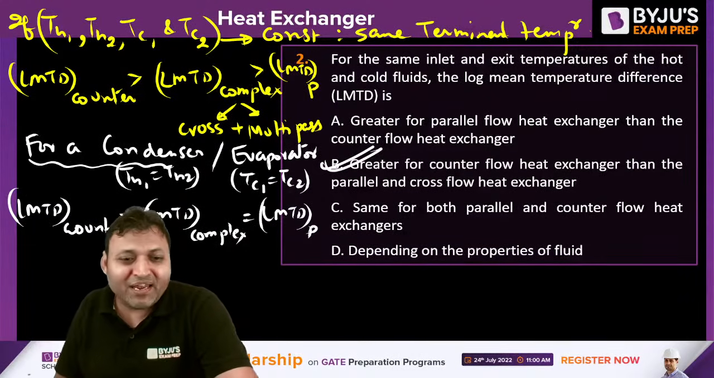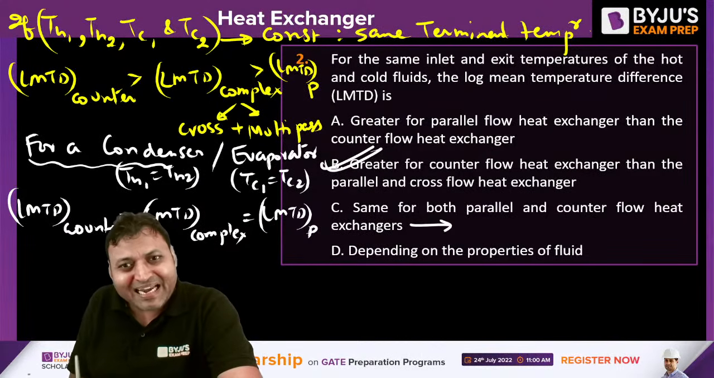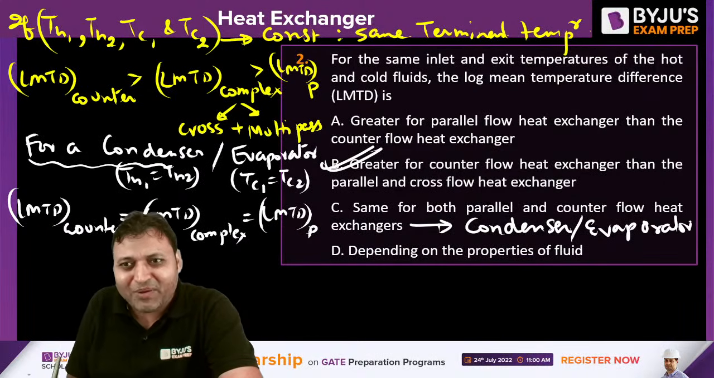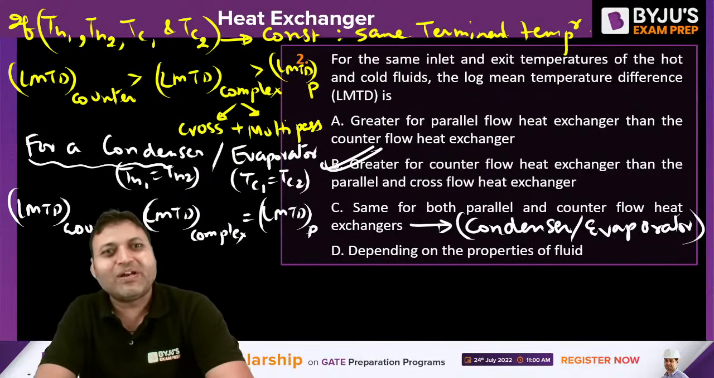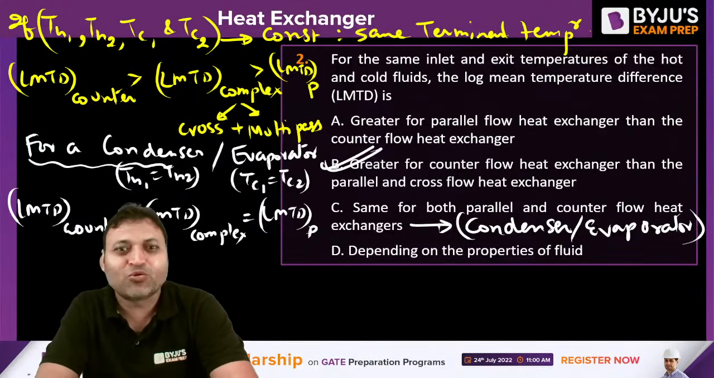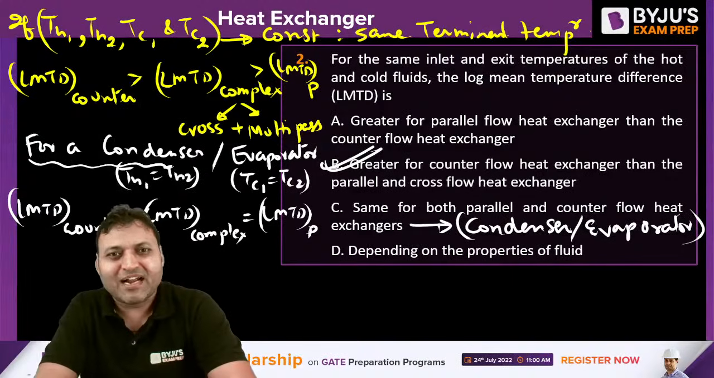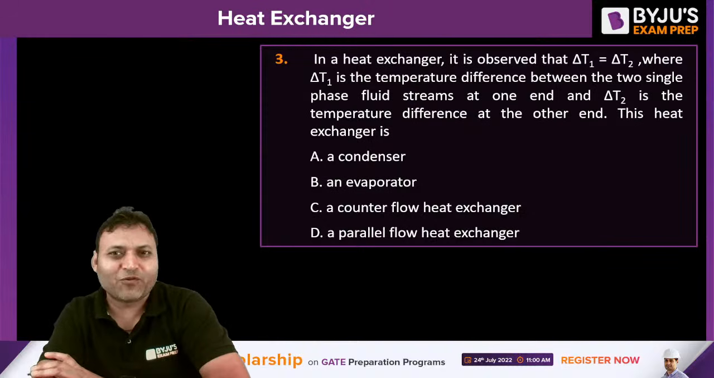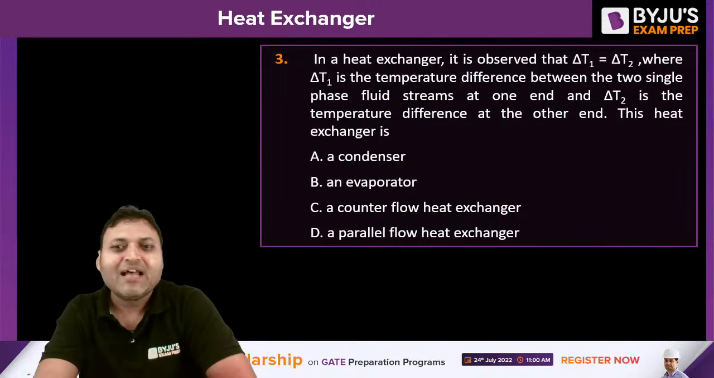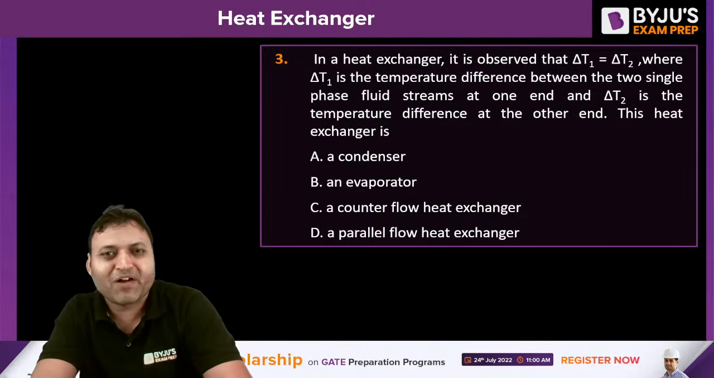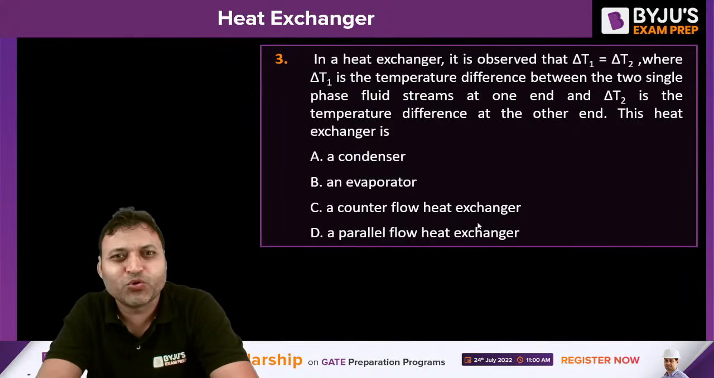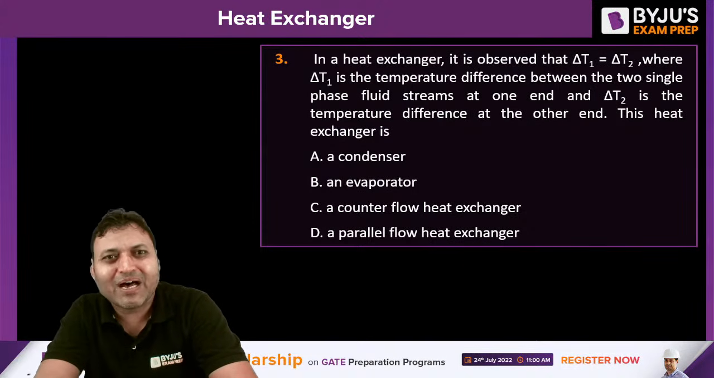But if it had been a condenser or evaporator, then option C would have been correct, right? So you need to remember, you need to understand that whenever there is a phase change in any one of the fluids, the relative direction of the fluid flow becomes insignificant as far as thermal performance is concerned. I hope it is clear to all of you. If anybody has anything to ask, please do let me know.